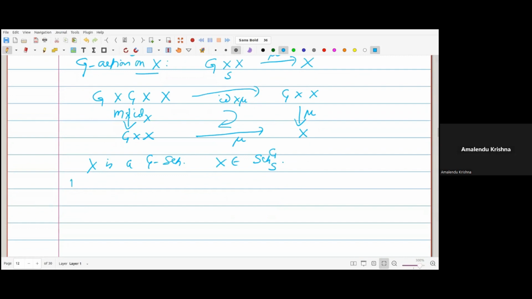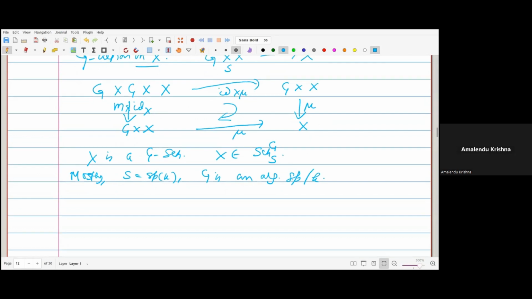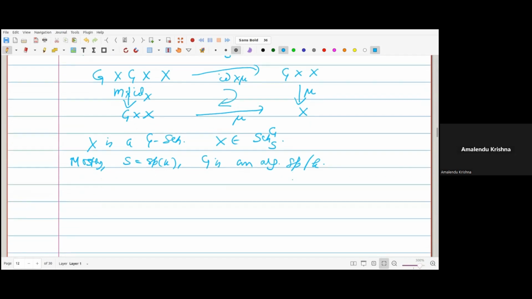In general, we will mostly be interested in the case where S is the spec of some field K, and in that case G is an algebraic group over K. Remember that an algebraic group by definition can be an abelian variety also, and a semi-abelian variety also. But whenever we study equivariant geometry, we usually assume that G is affine always.